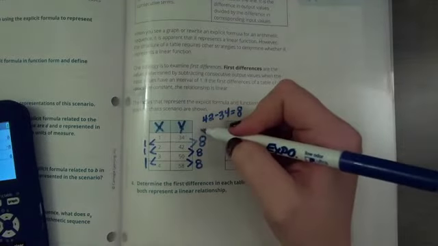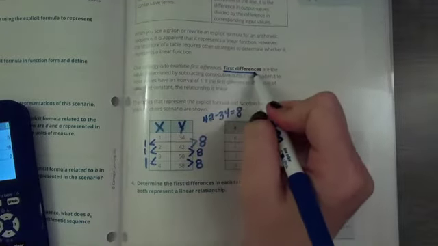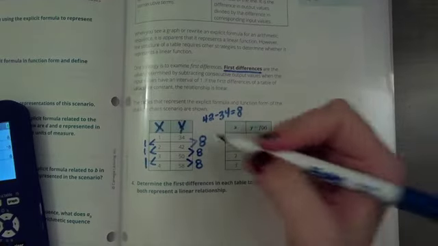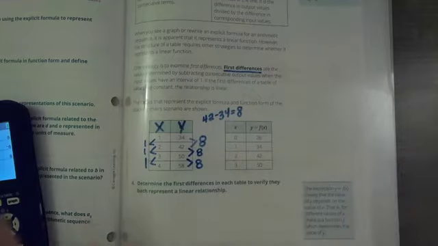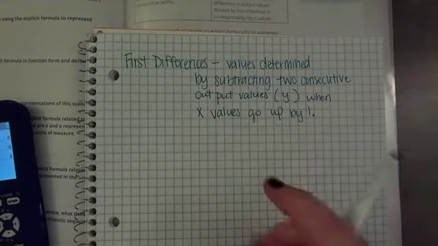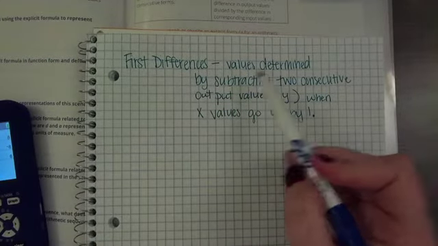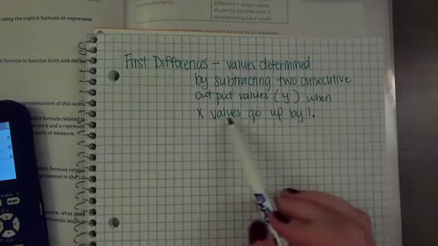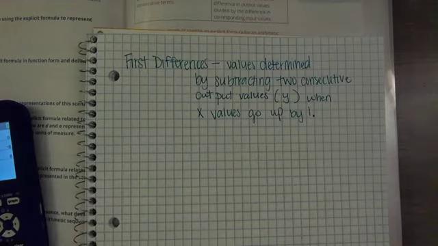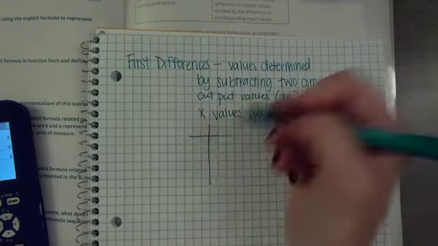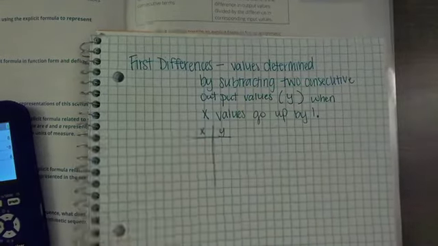So this is called the first difference. Later on in the year, we will find what's called the second difference, so we would go again. But for now, we're just going to find the first difference. So you could write that definition if you wanted, or underline it, but you know I like writing in my notebook. So first difference is the values determined by subtracting two consecutive output values, or Y, when X values go up by 1. So I'm just going to draw a table here so that you have it as an example.